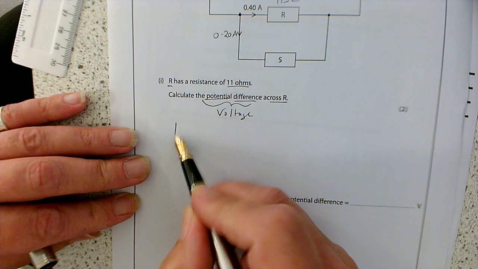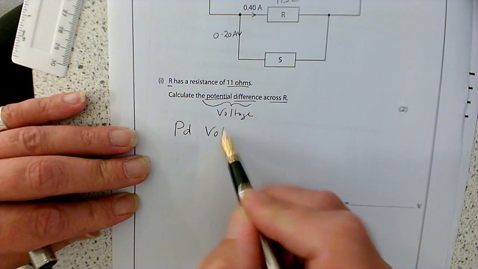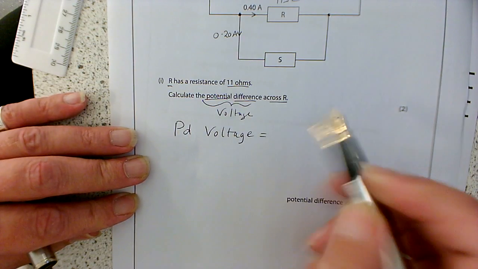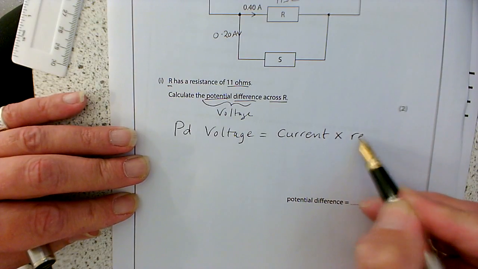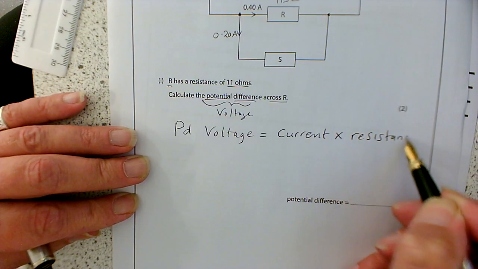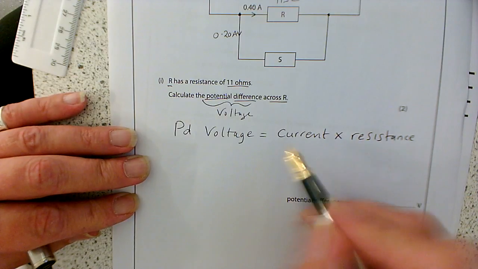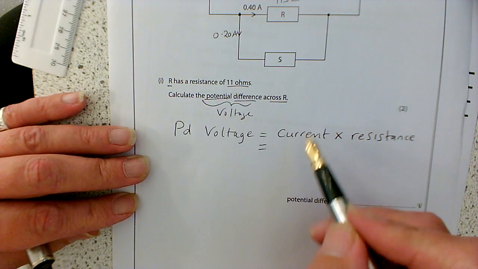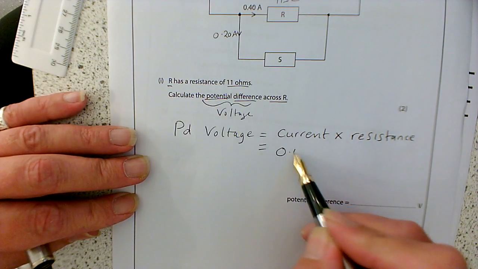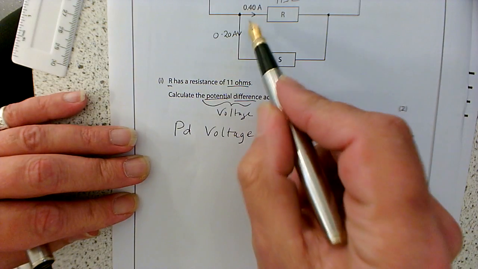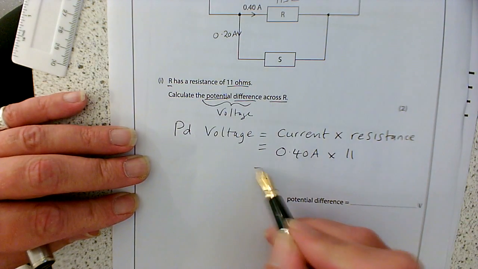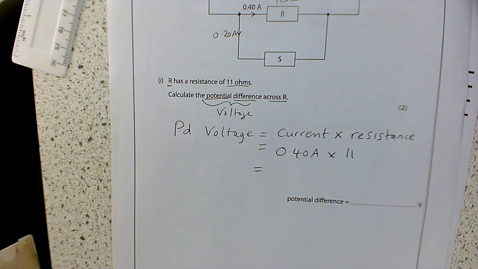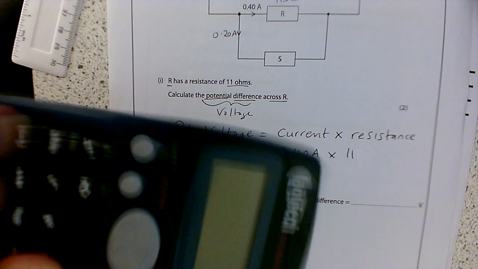So we know that PD, or volts, voltage, is equal to the current times by the resistance. Is that easy peasy? Always write the formula, remember. The current is 0.40 because that's what's going through here. The resistance is 11. We multiply those together. Oh gosh, I haven't got my calculator. Pretend I'm looking at my calculator.